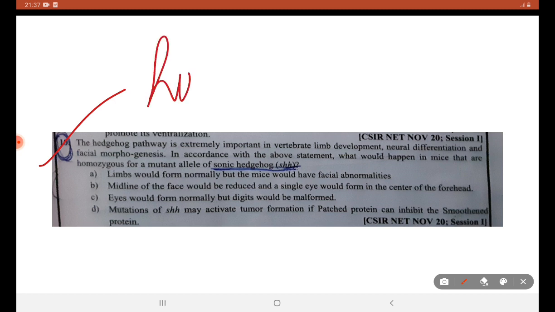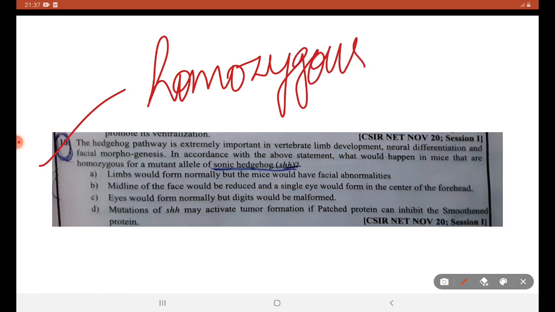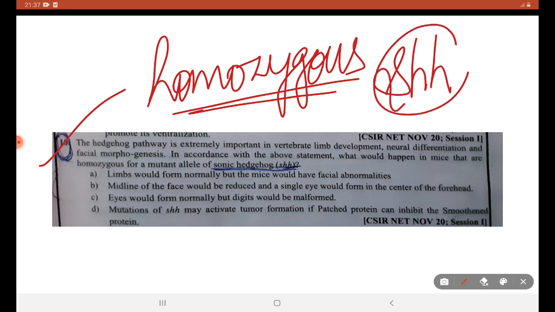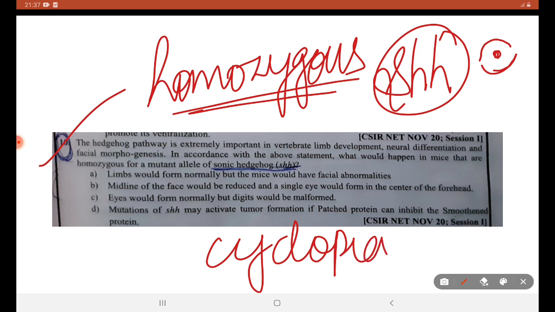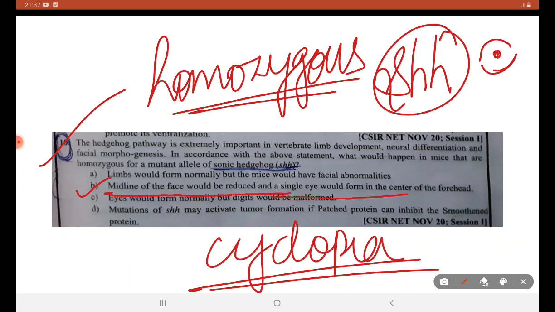So homozygous mutation of sonic hedgehog. They will form eye in the midline. This condition is called cyclopia. Midline of the face could be reduced and a single eye could form in the center of forehead. So B is the right answer.